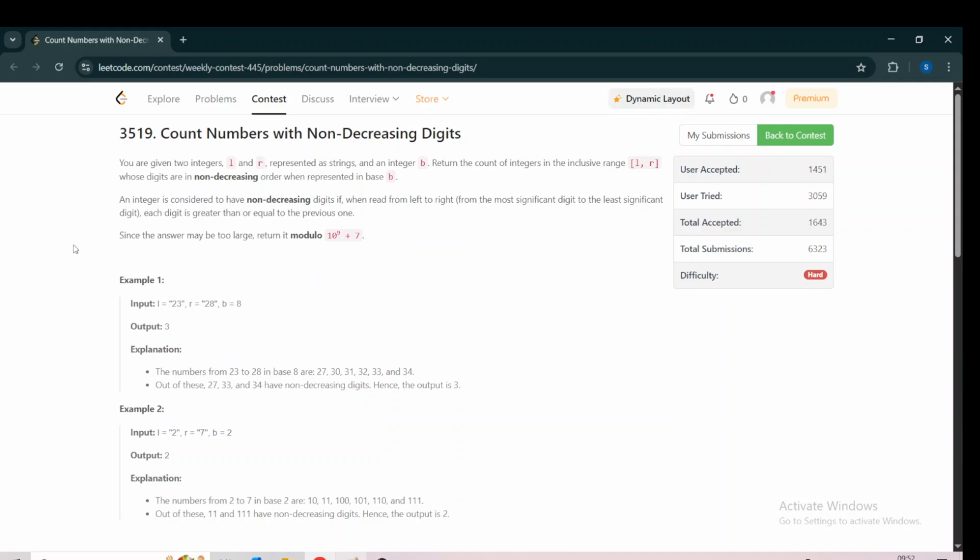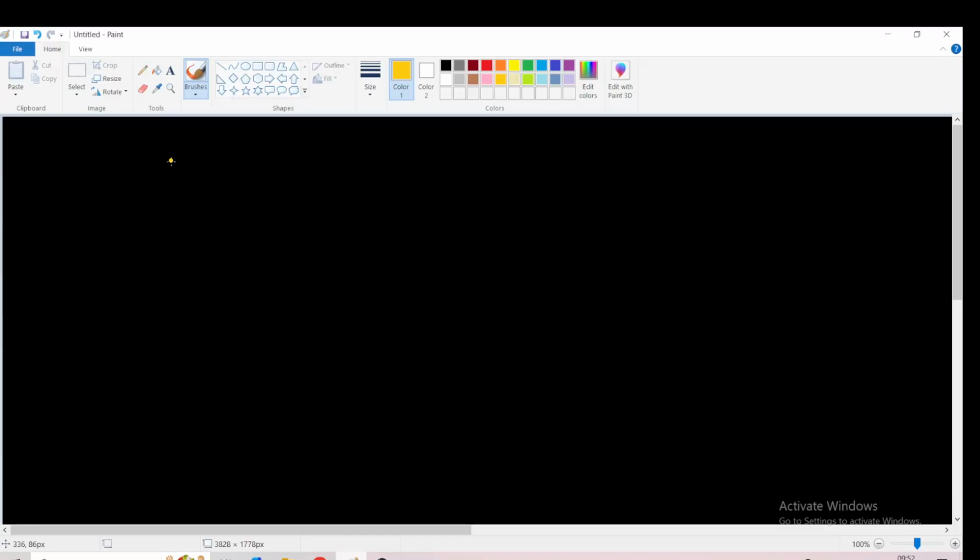So let's take one example. Let's take the second example: L is 2, R is 7 and B equals 2. If we represent 2 in base 2 format, it will be 1 0, and if we represent 7 in base 2 format, it will be 1 1 1.